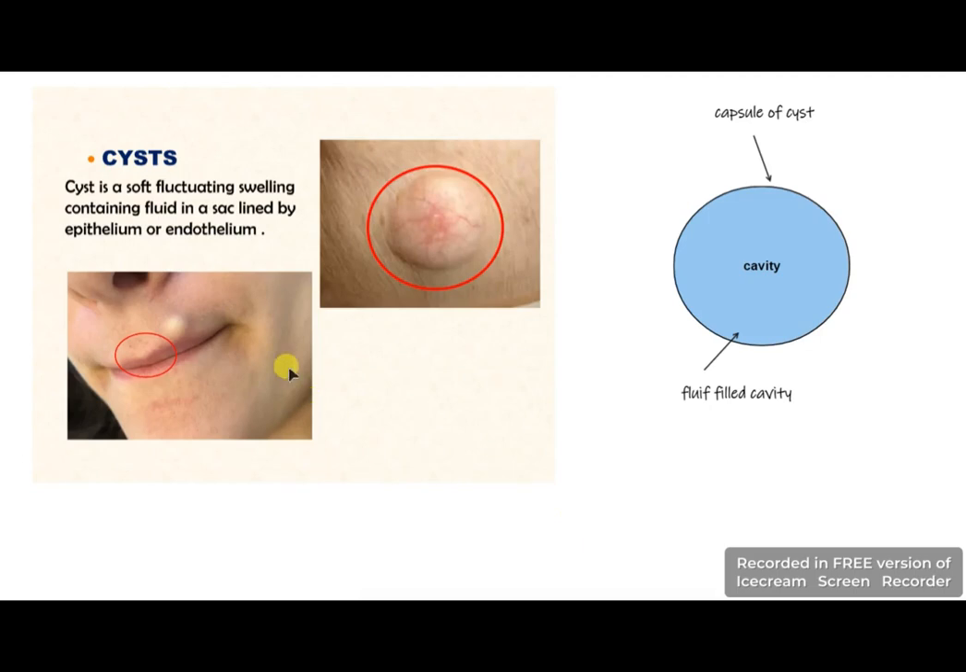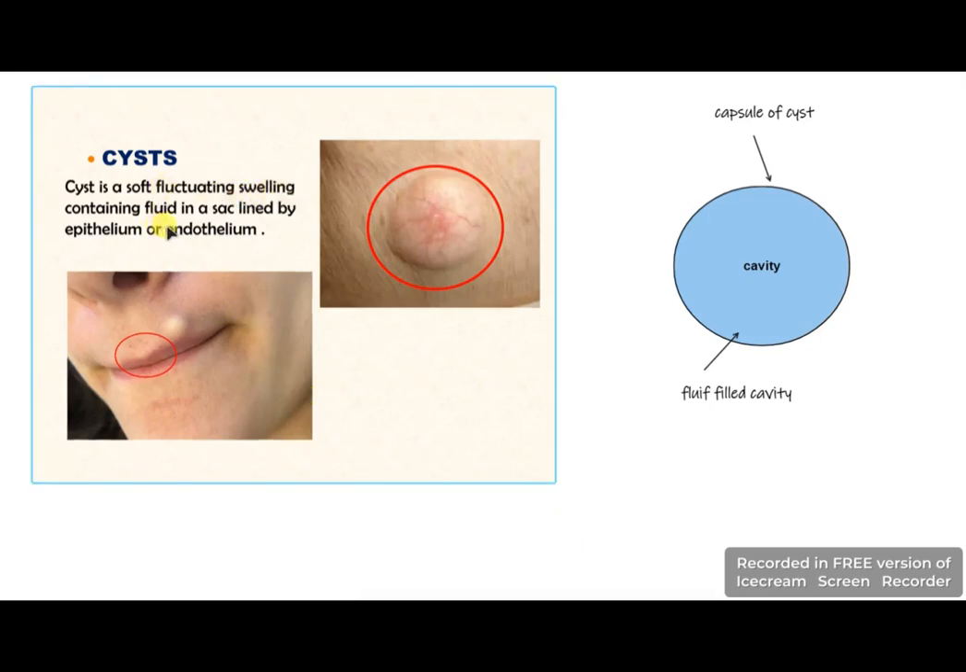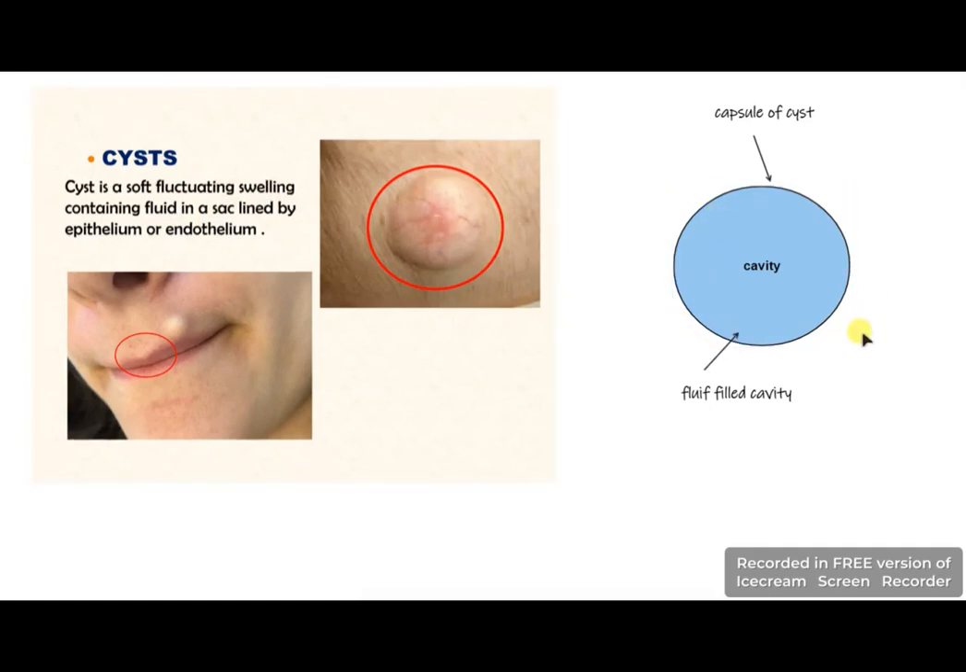Cyst is a fluctuating soft swelling containing fluid inside, lined by epithelium or endothelium. You can see here the appearance of the cyst. Okay, see what happens in the cyst.